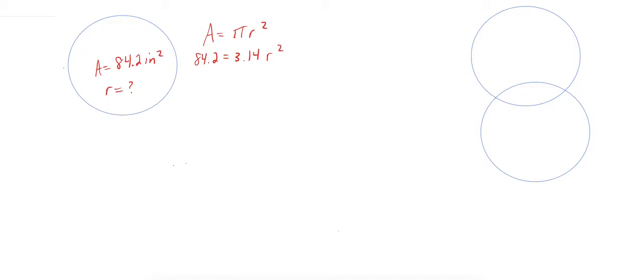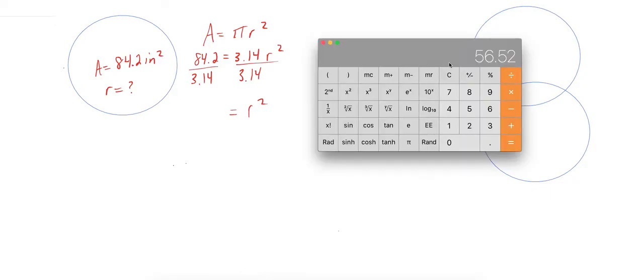Now I'm looking for the radius, so that means I want to solve for r. That means I want to get r all by itself. So to get rid of this times 3.14, I'm going to divide both sides by 3.14. On this side, I'd be left with not r, because 3.14 divided by 3.14 is 1, so I'm left with r squared.